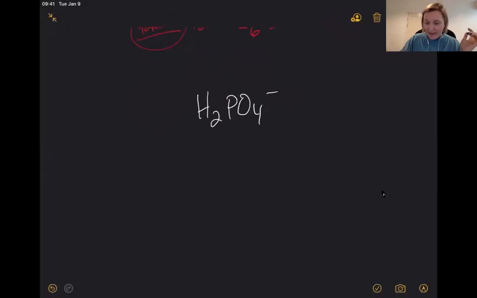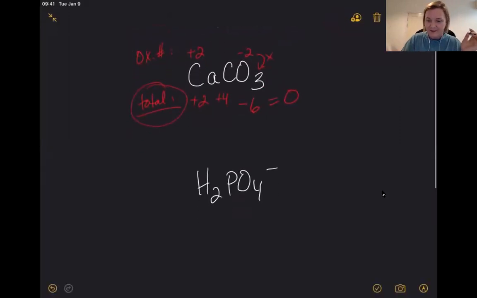So the total oxidation number for carbon is +4. So this right here, that would be your answer. Calcium +2, carbon +4, oxygen -2.